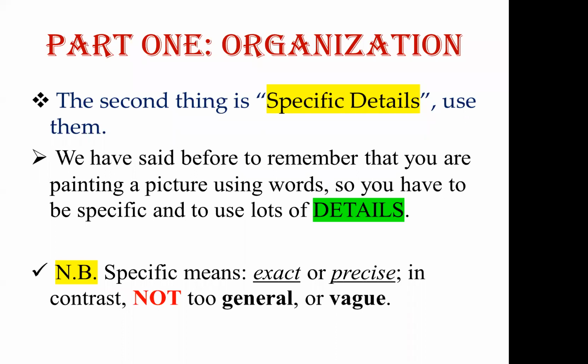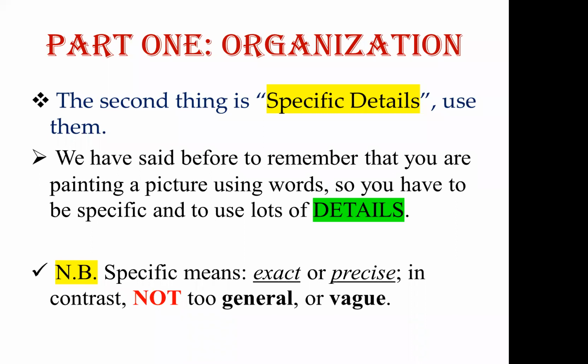Second, right now we'll be discussing specific details, how you can use specific details to write your paragraph. Because first we said that in a descriptive paragraph, you have to be specific, you have to focus on details. You don't have to be general. The second thing is specific details. Use them. We have said before to remember that you are painting a picture, using words. So you have to be specific and to use lots of details.